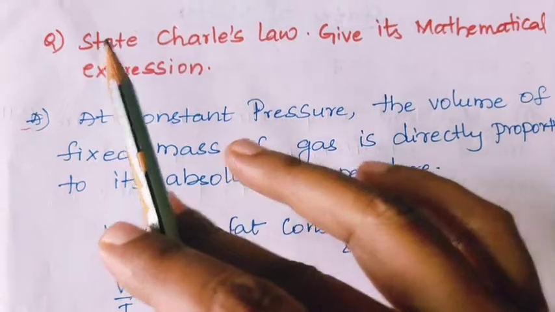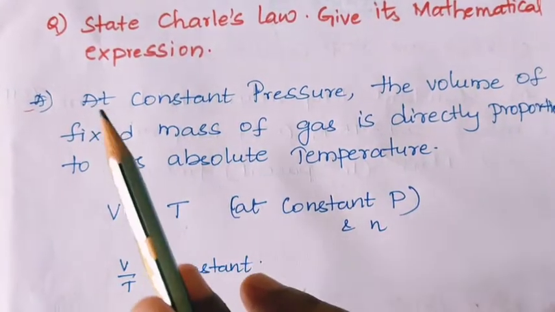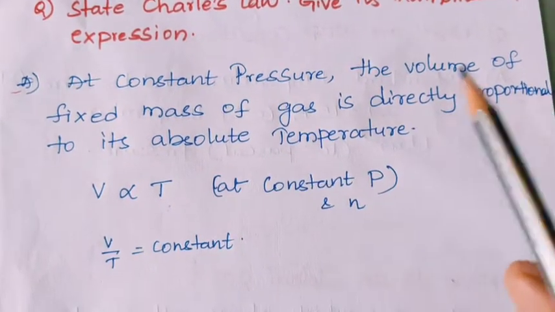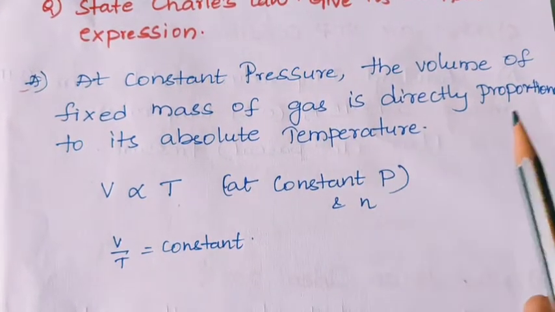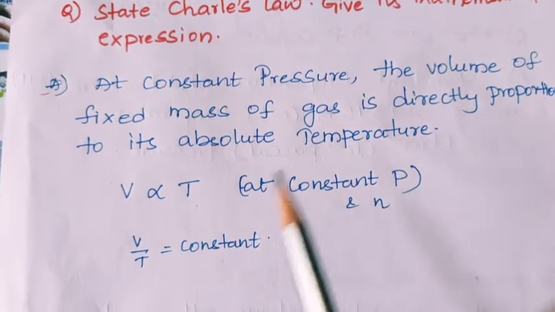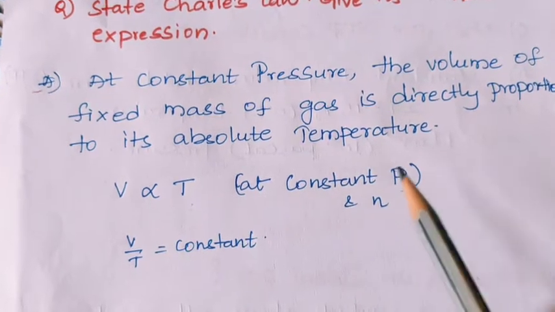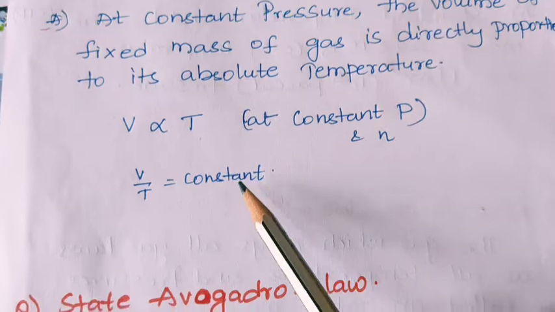Next question. State Charles' law. Give its mathematical expression. Here in Charles' law, at constant pressure, the volume of fixed mass of gas is directly proportional to its absolute temperature. So volume is directly proportional to temperature at constant pressure and number of moles. So V by T is equal to constant.